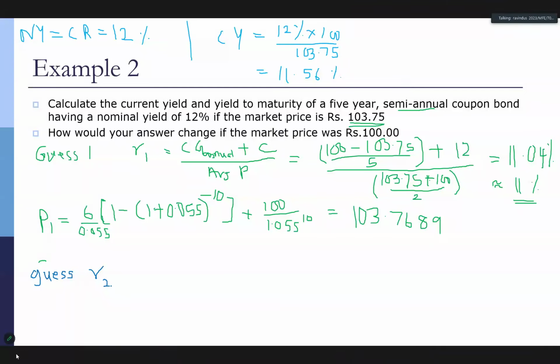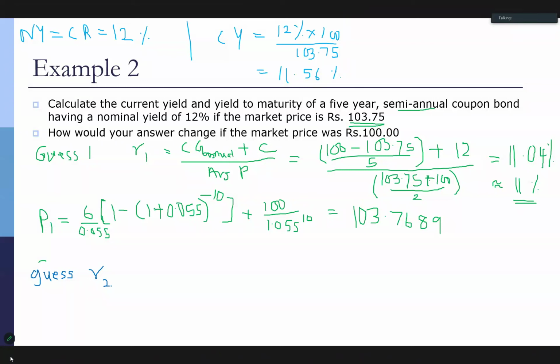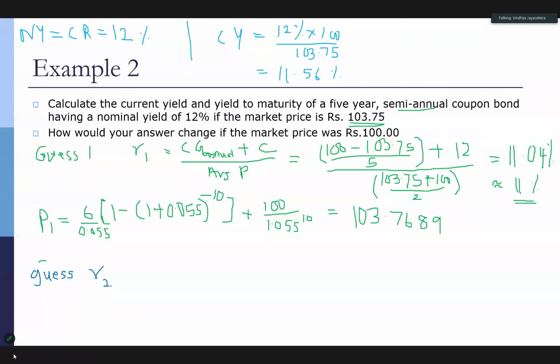Sorry, go ahead. When rates go down, the price goes up. Right. Do you need the price to go up or do you need the price to come down? You need the price to come down. So therefore, your guess should be higher, right? Correct.